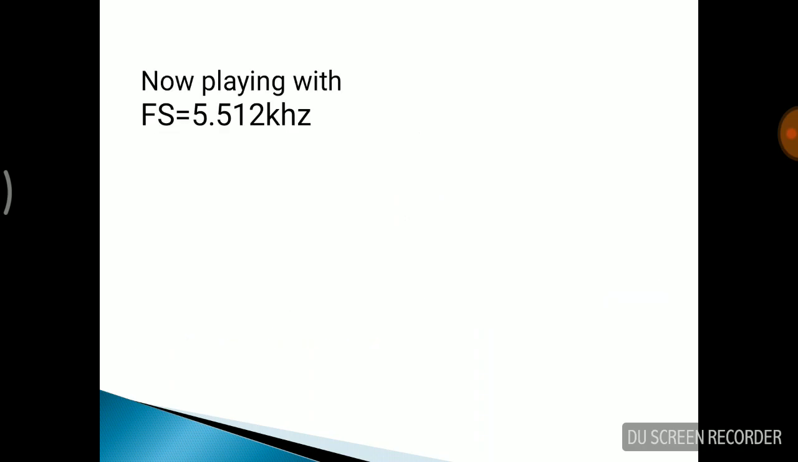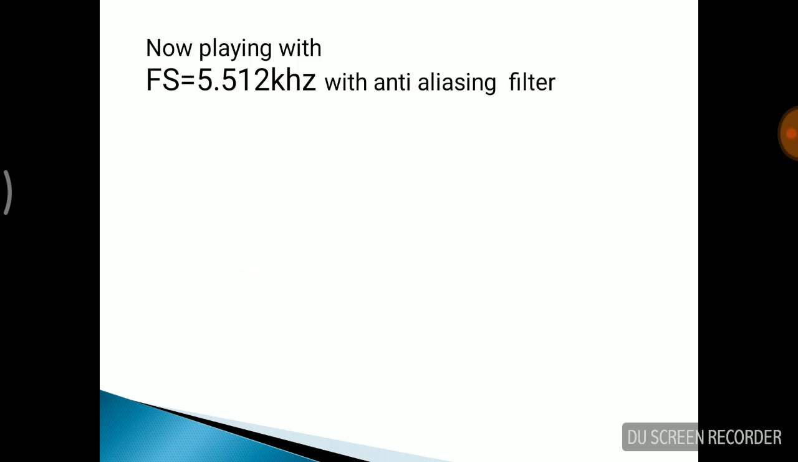Again, when this frequency is reduced and we play it at Fs equals 5.512 kHz, this is how it sounds. When the same Fs is played with an anti-aliasing filter, we can see the effect changes, and this is how it sounds. This is how an anti-aliasing filter has helped us reduce the aliasing effect at Fs equals 5.512 kHz.